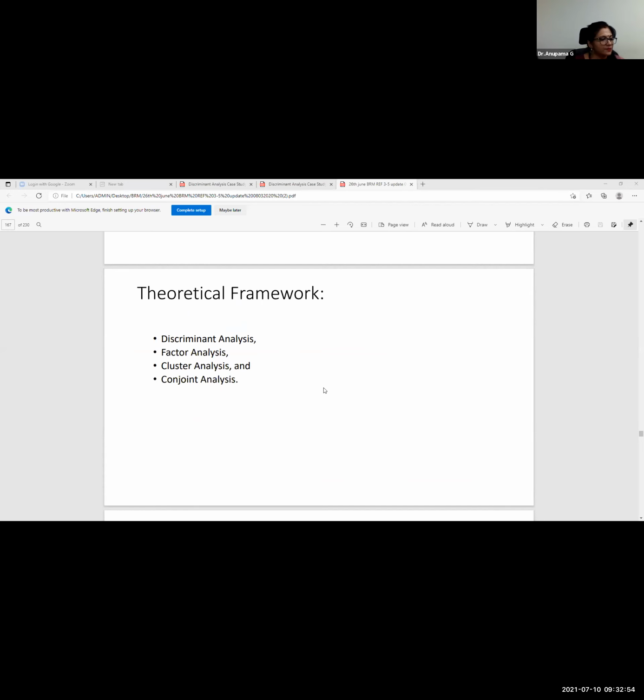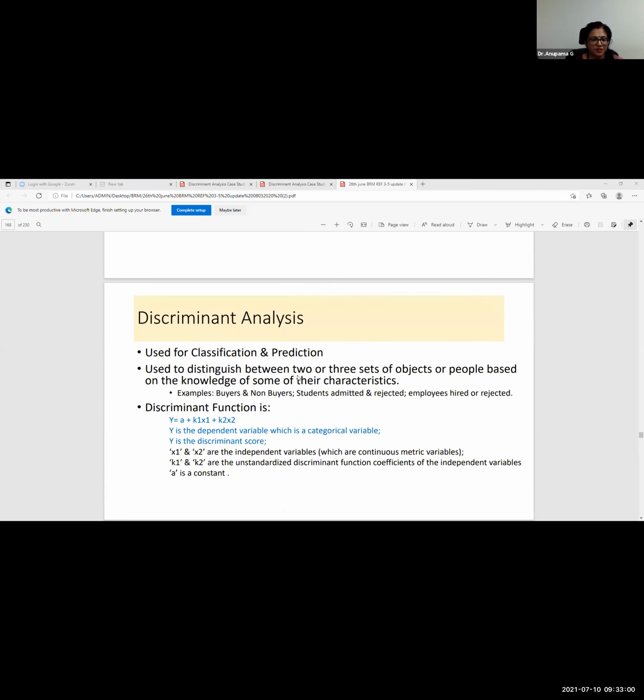This is a theoretical concept which we are going to see along with the case study. All right, so we're going to see the theoretical concept. Just give me feedback whether you're able to see the screen that I've put up, which is on discriminant analysis. The theoretical part of this is already uploaded in LMS.